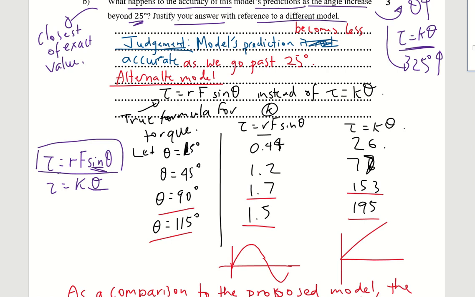Okay, so we have looked at whether it was accurate or not. We said it becomes less accurate as we pass 25 degrees. We also referenced the actual angles we could use, and we justified our answer with a different model, being a different mathematical model. So that's how you do the question.